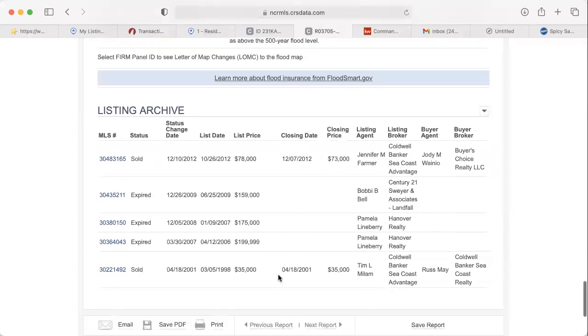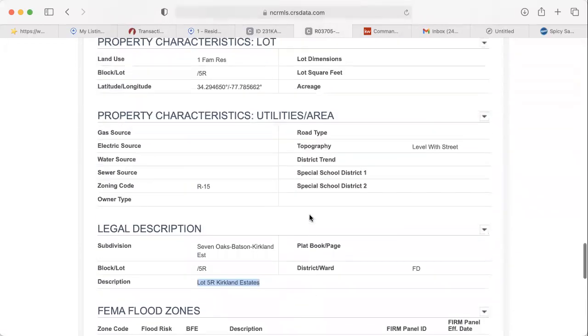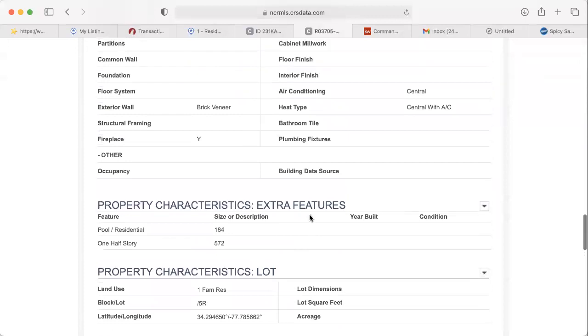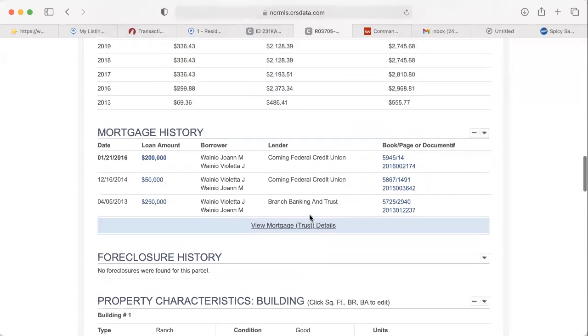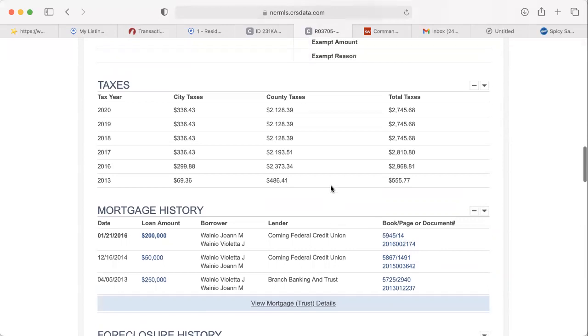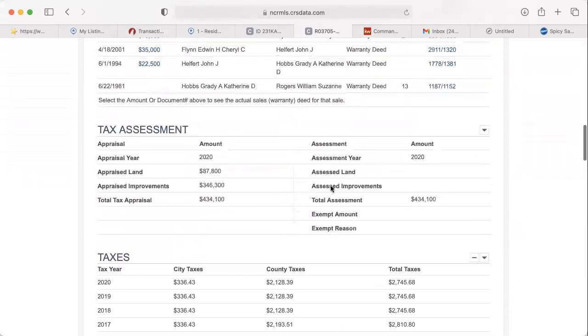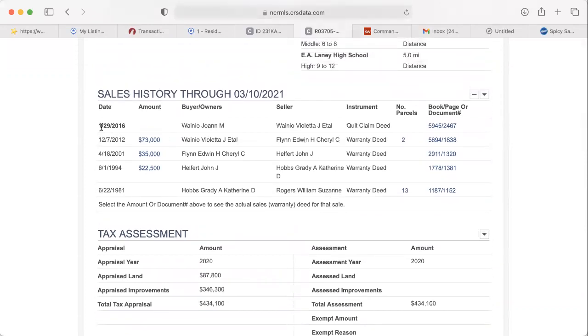Under, oh wait, no, that's a whole other report. Wait a minute. Here we go. I can find it under my mortgage history. And this is deed book 5945, page 14. Actually, it's up here under my sales history.